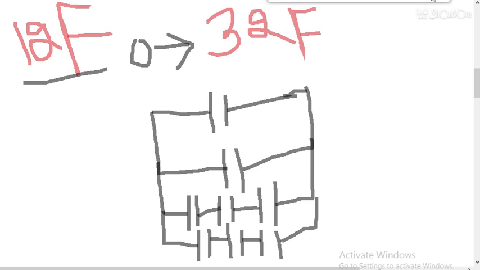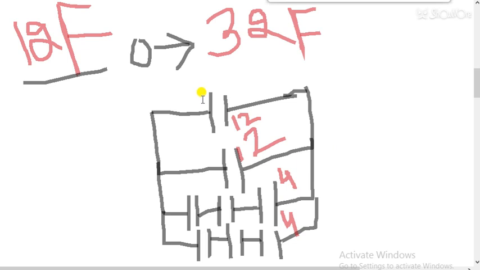I will change the color. This is giving me 12, and this is also giving me 12. So 12 12 24, and these 3 capacitors of 12 farad are giving me 4. So 12 12 24, 24 plus 4 28, 28 plus 4 32. So this is another combination.